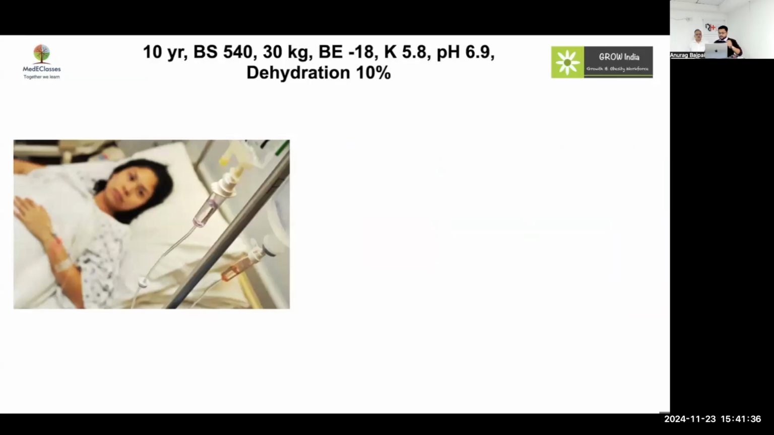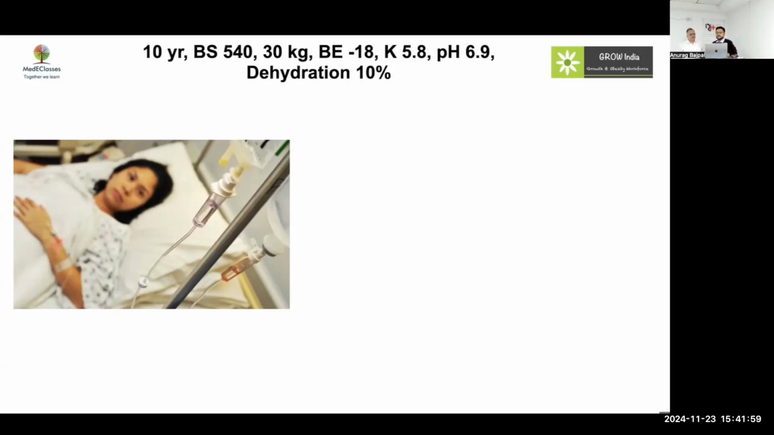Thank you, sir. So I'll start with a case. A 10-year-old child presented with a high blood sugar level of 540, weight of 30 kg. She has severe dehydration with a pH of 6.9 and dehydration almost 10%. Base excess was -18. So how will you like to manage this child? Will you manage in the ICU or will you manage in the ward?